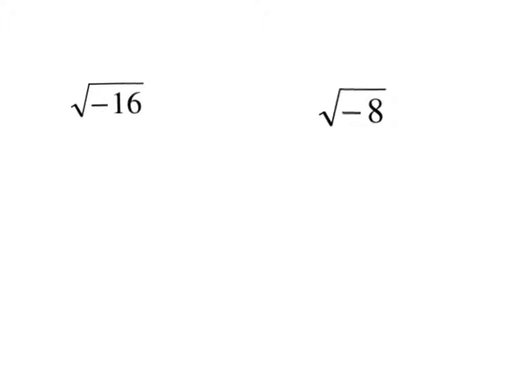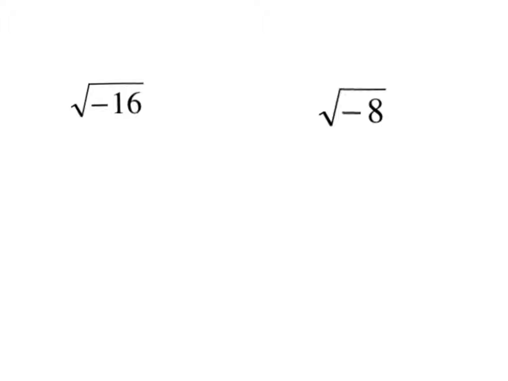Now, the reason why you learn about imaginary numbers is because it allows you to evaluate square roots that have a negative underneath them. We know a square root cannot have a negative underneath because there's no possible way to multiply a negative times a negative and still get a positive. And remember, a square root undoes something times itself, so it really doesn't work.